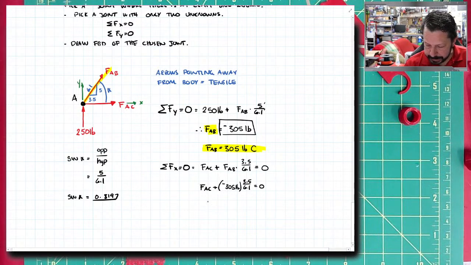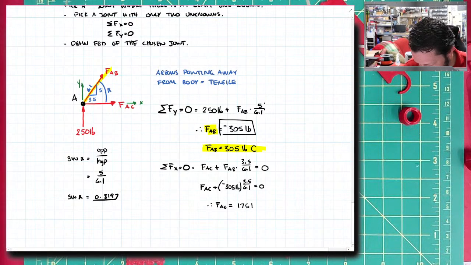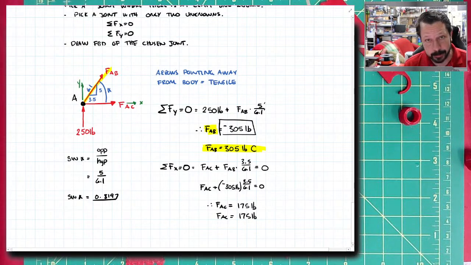Now we can solve for AC. And it's going to come out positive, right? Because we have a negative number here. Move it to the other side of the equal sign, it becomes positive. So 305 times 3.5 divided by 6.1 is 175. And then for our actual answer, we won't rely on positive or negative. We'll rely on T's and C's.